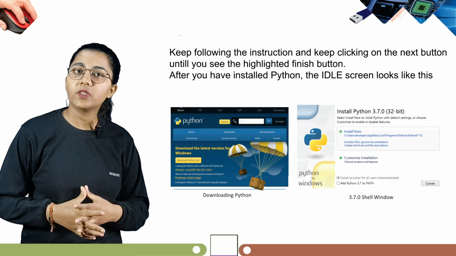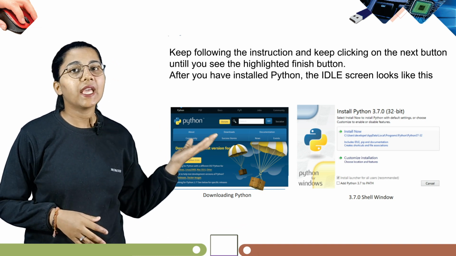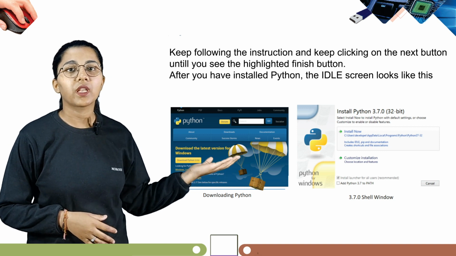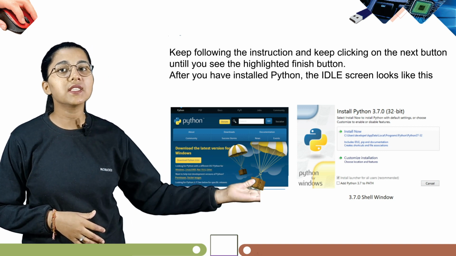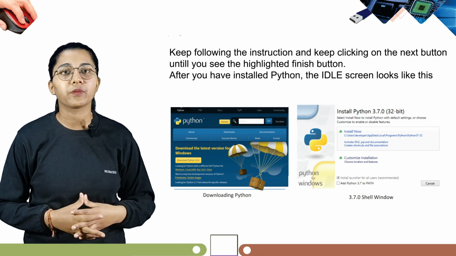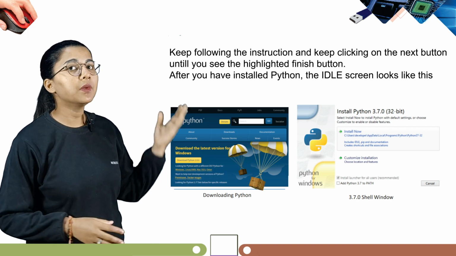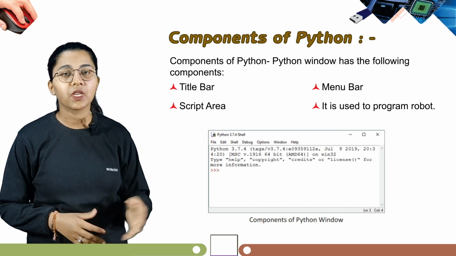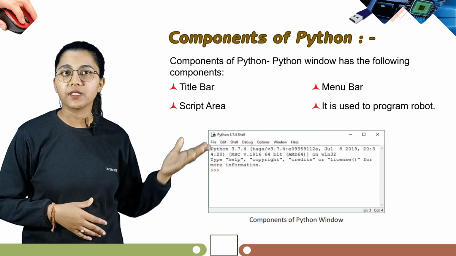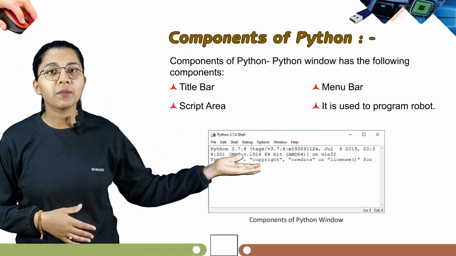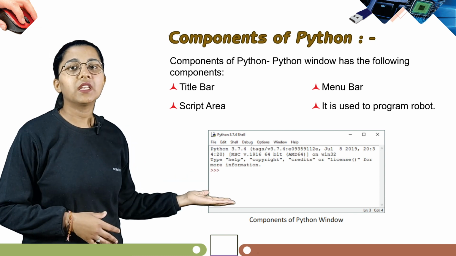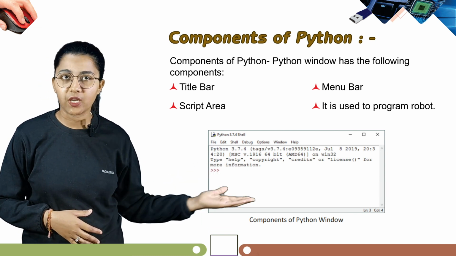Now after you have installed Python, the IDLE screen looks like this. Here you can see the screen after downloading the Python program, and this is the 3.7.0 shell window. Now let's discuss some components of Python. The Python window has the following components: first, title bar, then menu bar, then script area, and then status bar. Here you can see the interface of the components of the Python window.